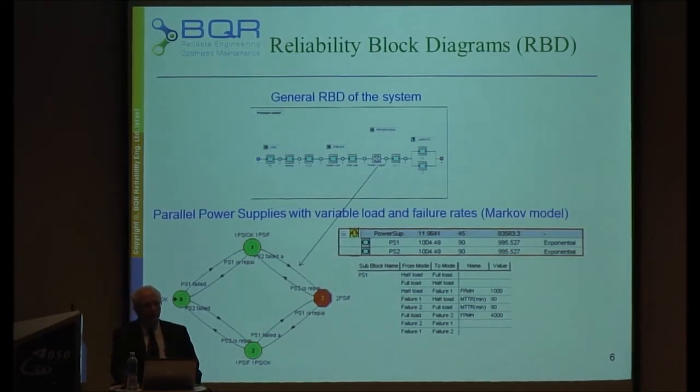So this is what we mean by Markov analysis, that you have states, and every state has a different failure rate. If it were the same failure rate, we wouldn't need to do Markov, we could just do a parallel model, a simple model.